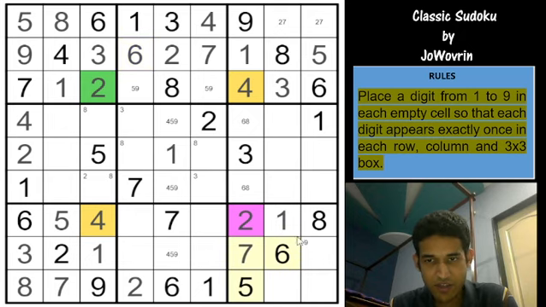So 5, 6, 7, and 1, 2, 8. So we need 3, 4, 9. So we have a 9 in row 9. So that becomes a 9. That would be a 3, 4, which is instantly resolved. So that is a 3. That's a 4.